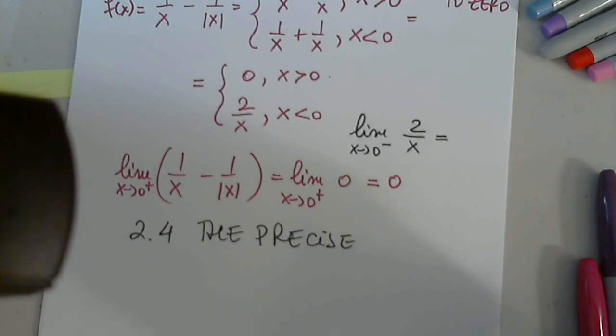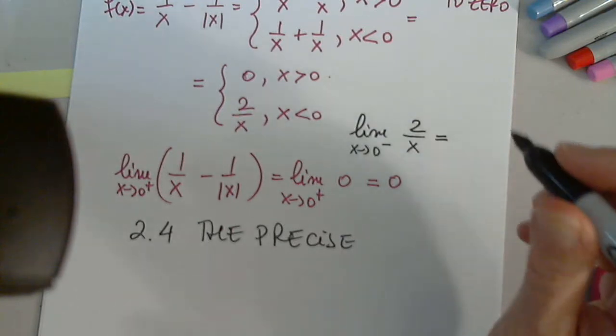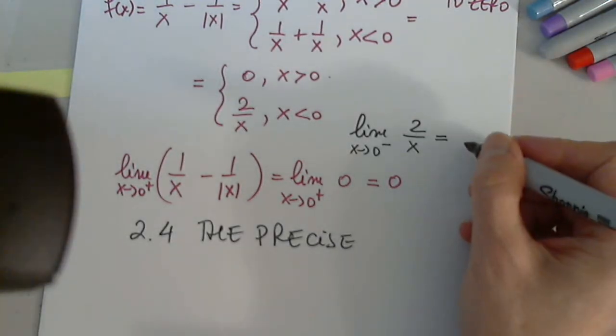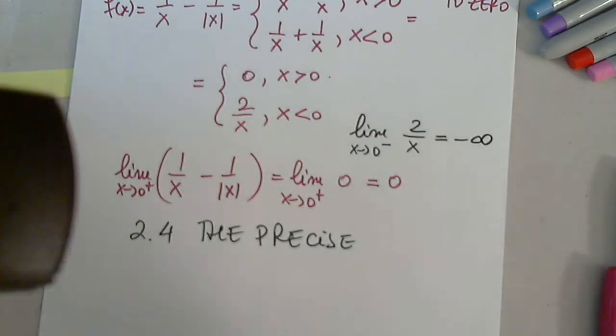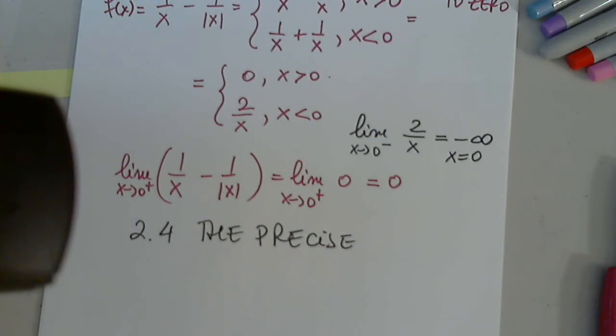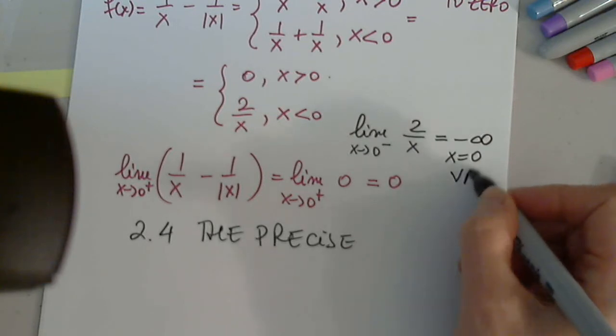Please remember the graph of 1 over x. If you don't remember the graph of 1 over x as I kindly asked you to, you're not going to remember what this is. Infinity? Which one? Negative infinity. Very good. Which means that x equals 0 represents a vertical asymptote. Thank you very much.